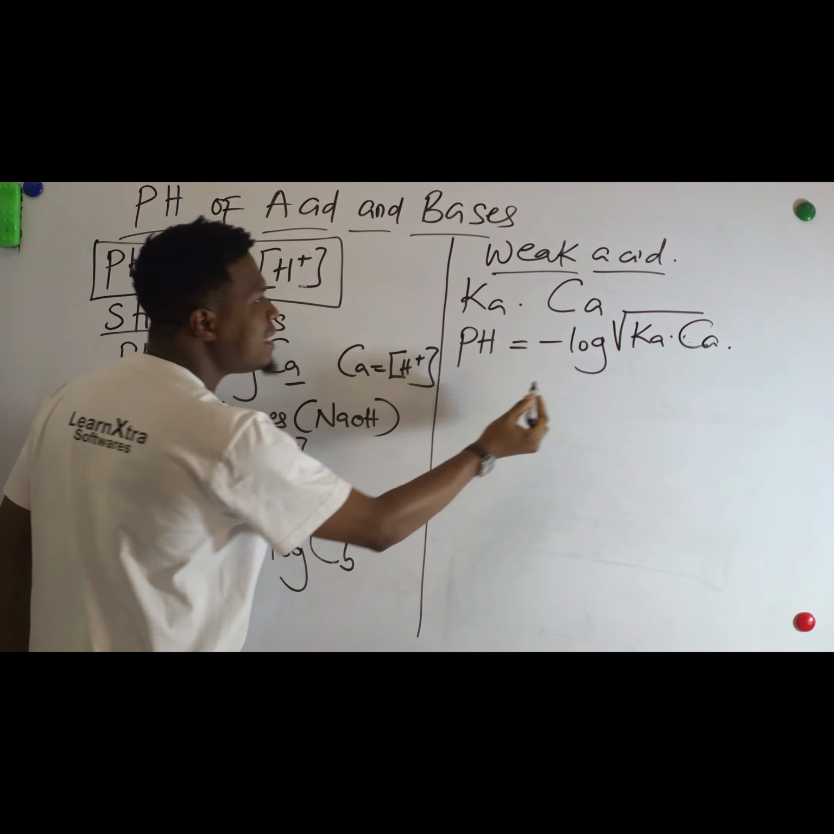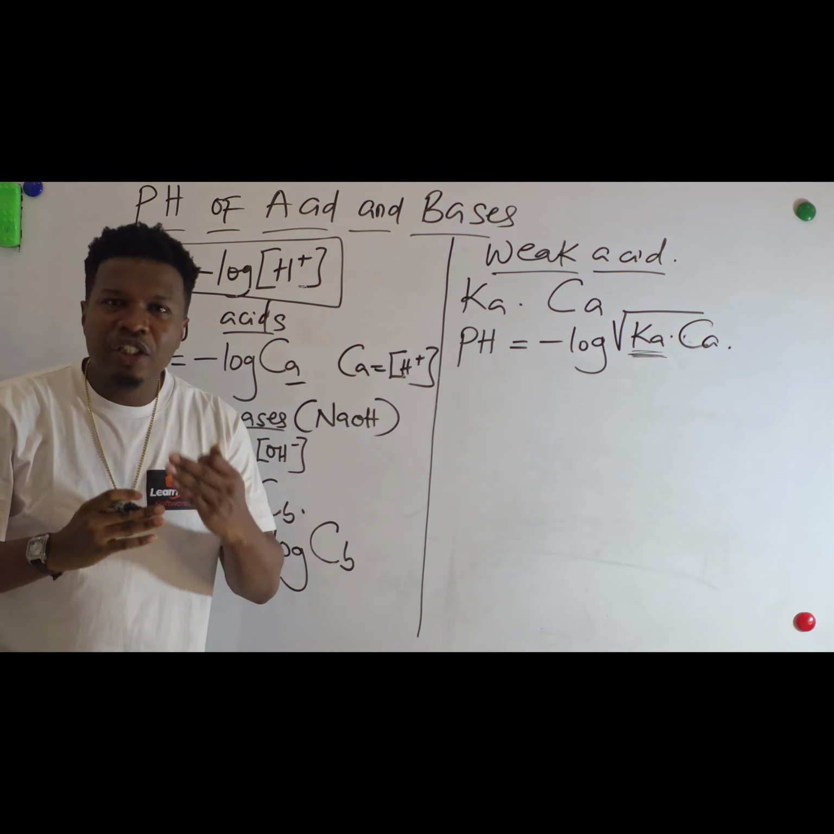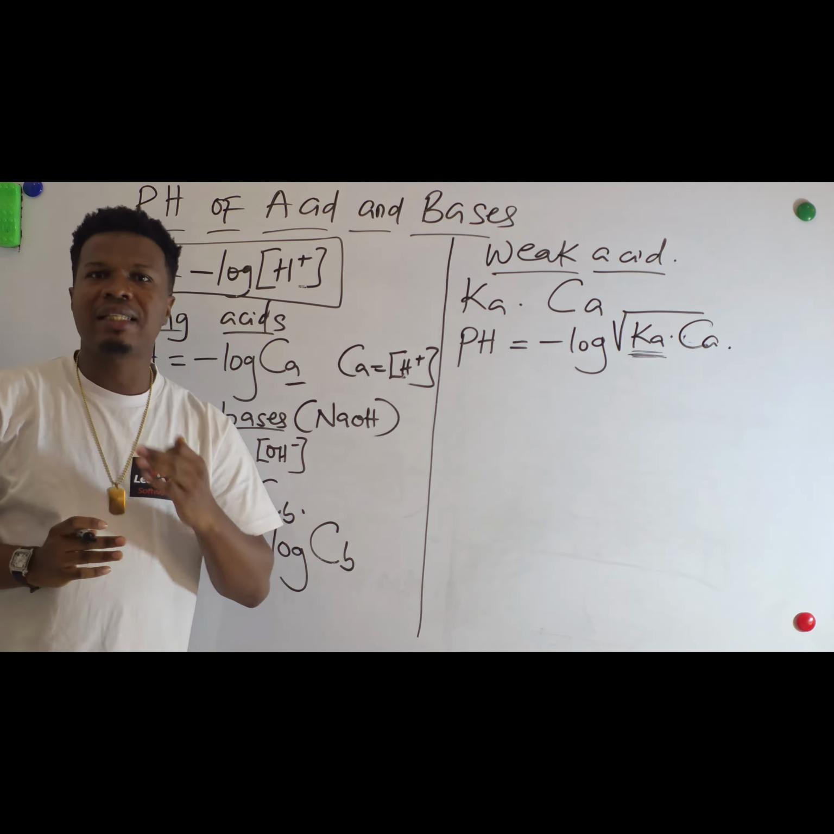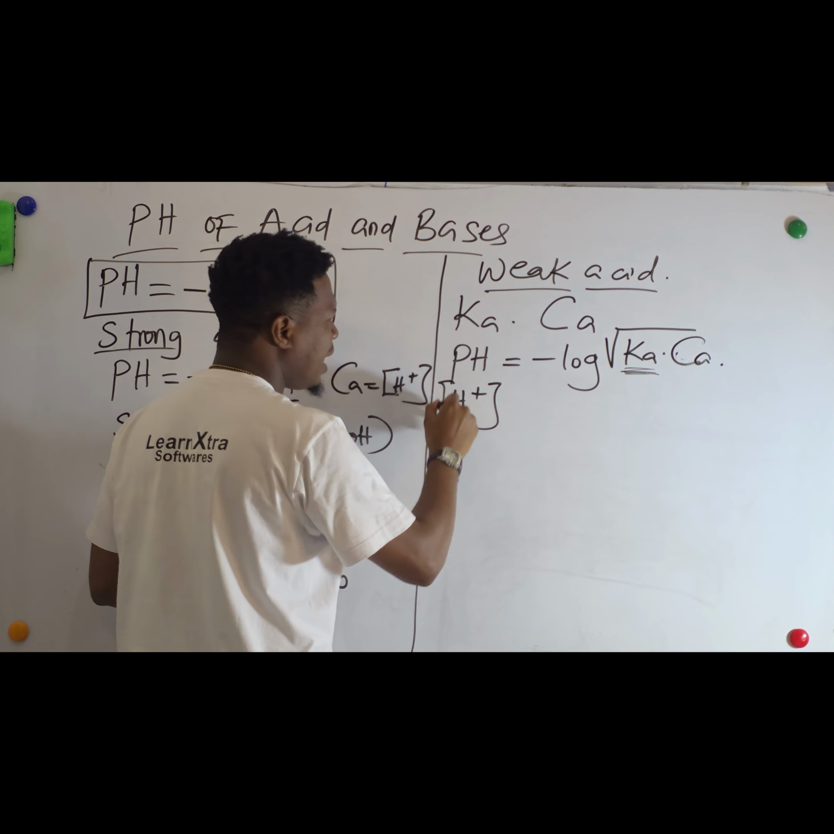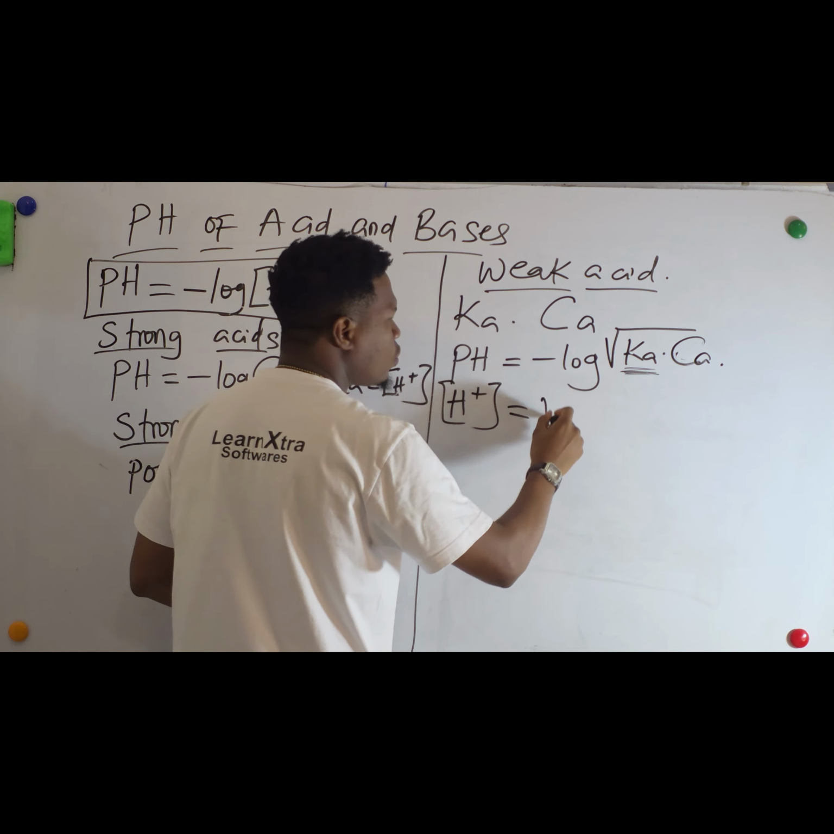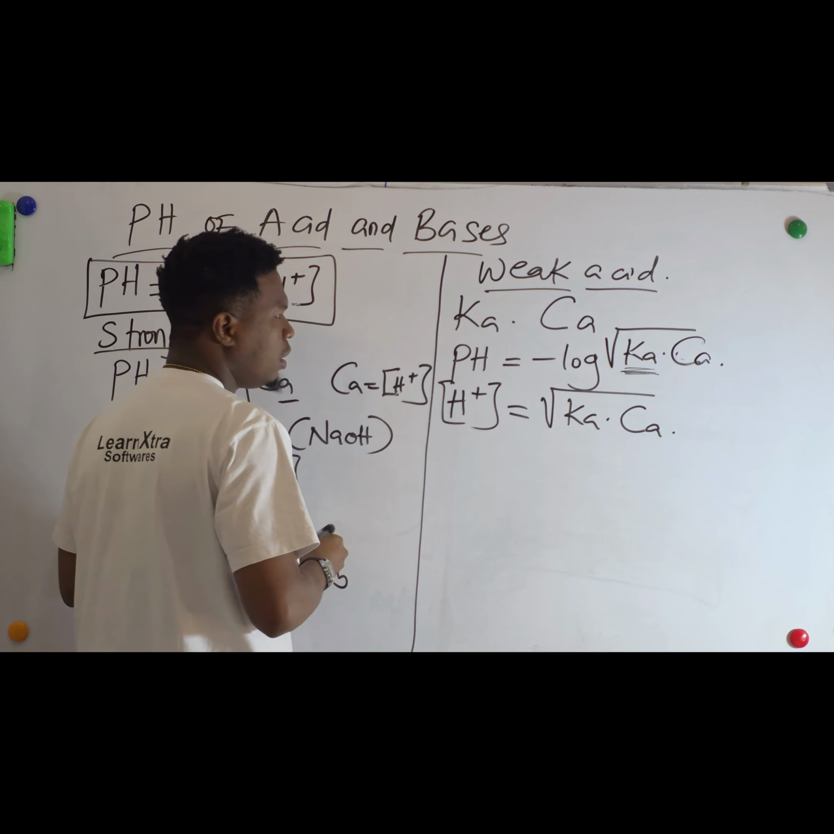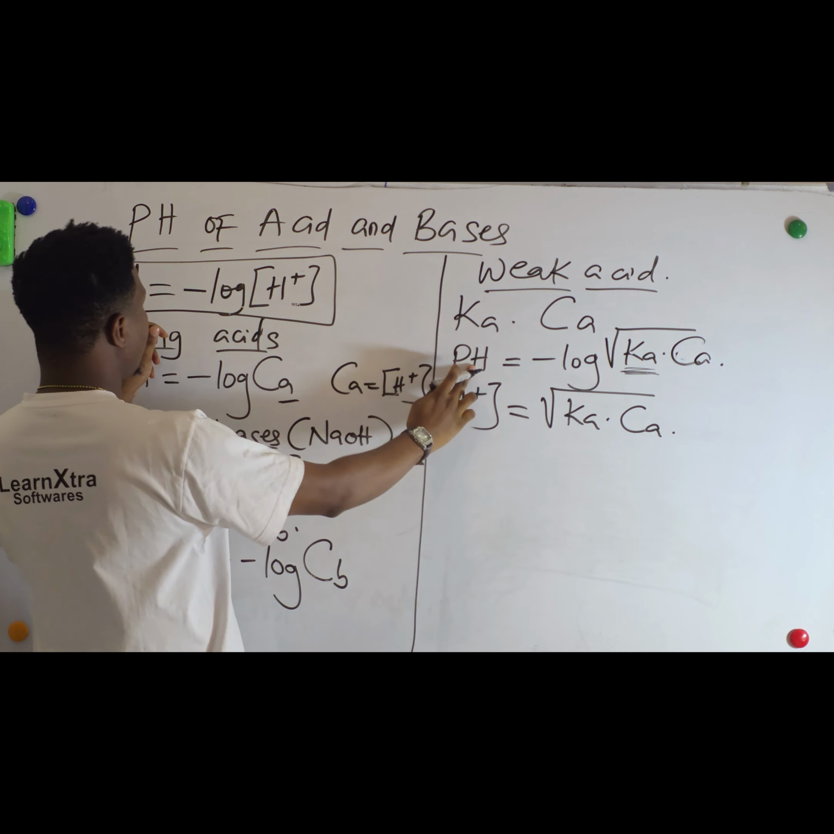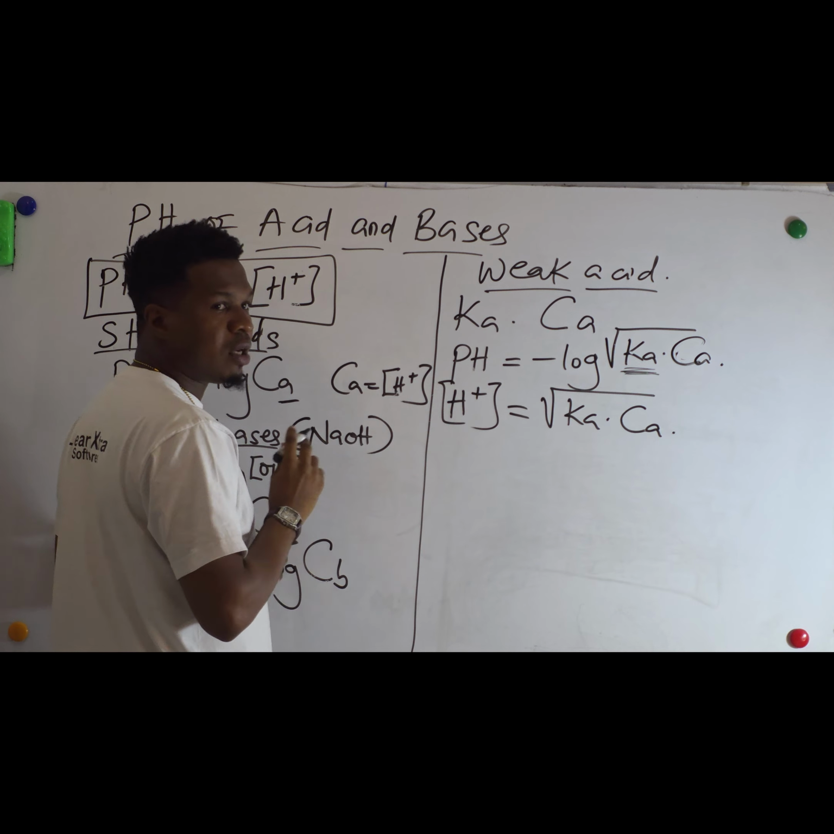Where this Ka, remember we have talked about Ka as the ionization constant of the acid. So remember that we said that for a weak acid, the hydrogen ion is equal to the square root of the Ka multiplied by Ca. So if we have pH to be equal to the negative log of this, and this is equal to this, we can just replace it with this. That's what I just did here.